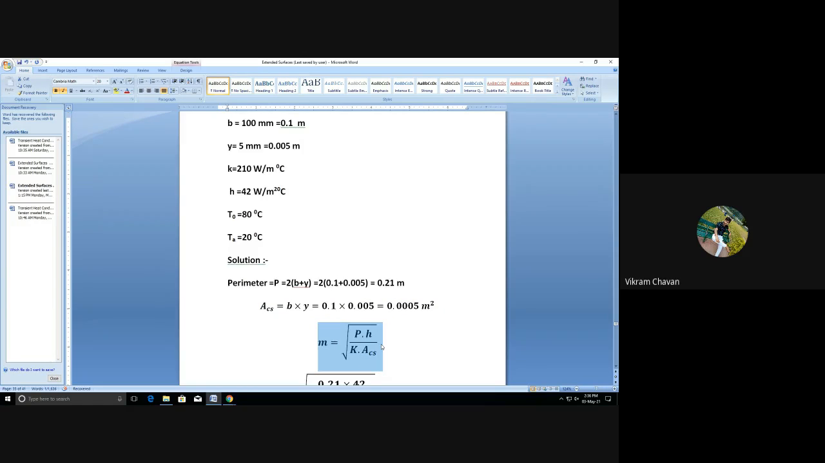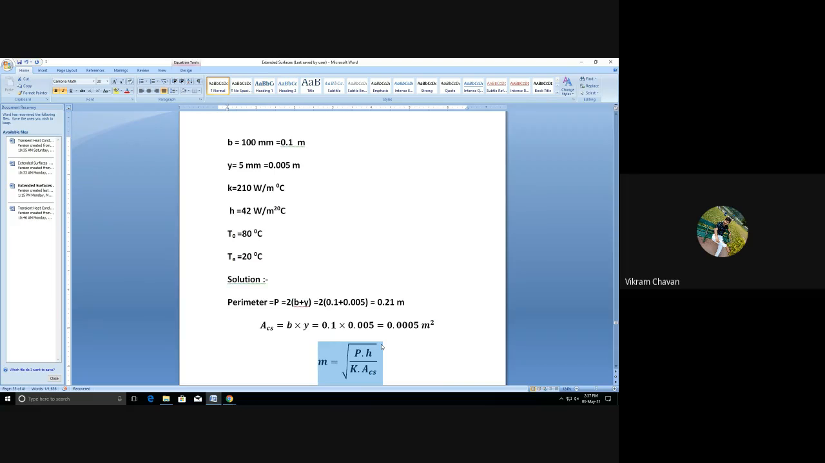Okay. Next unknown quantity is M. M we have to find out. M value we can determine from the equation square root of P multiplied by H divided by K multiplied by ACS. Put in the values, find out M, and finally calculate the Q fin. Please let me know your answer in the chat box.